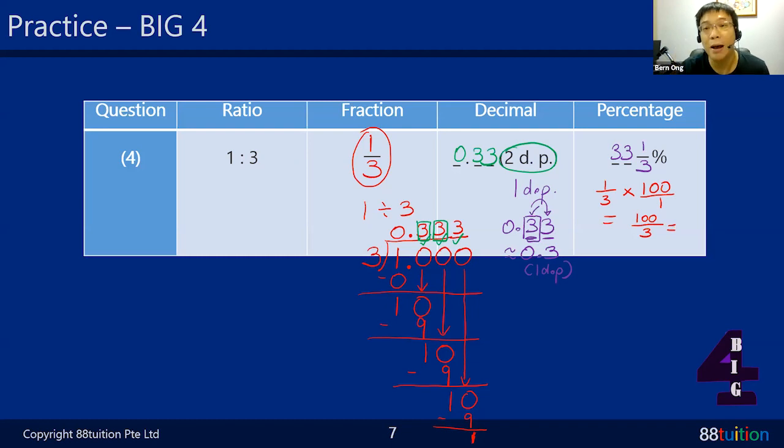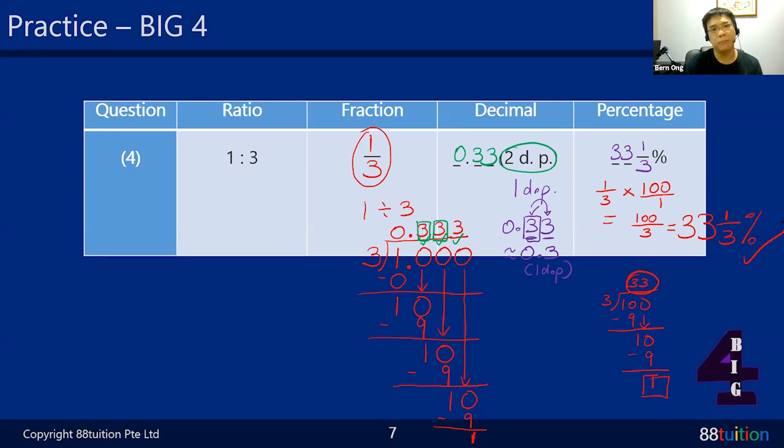You make it into a mixed number. 100 divided by 3. 3 times 3 is a 9. 1. Bring down the 0. 3 times 3 is a 9. 1. Down here. So this 33 means what? This 33 means 33 whole. This 1 remainder means what? This 1 remainder means 1 over the denominator 3%.